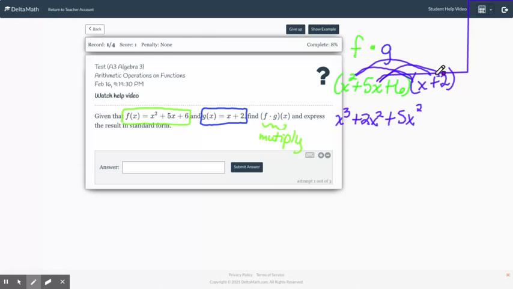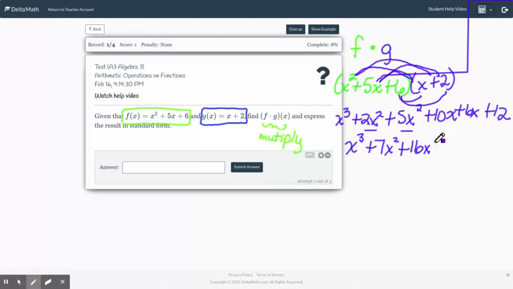5x times 2 is plus 10x. And then finally 6 times x and 6 times 2 would be plus 6x plus 12. So I will combine like terms to get x cubed, 2 and 5 make 7x squared, plus 16x plus 12. Then I'll enter this and check.